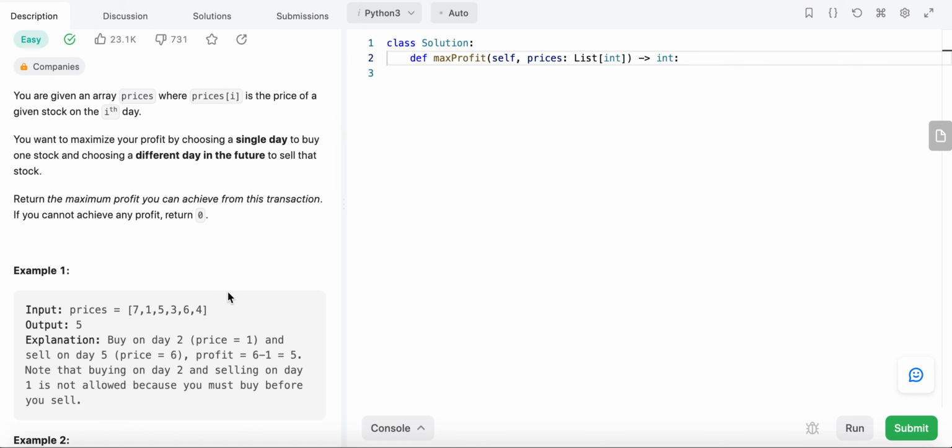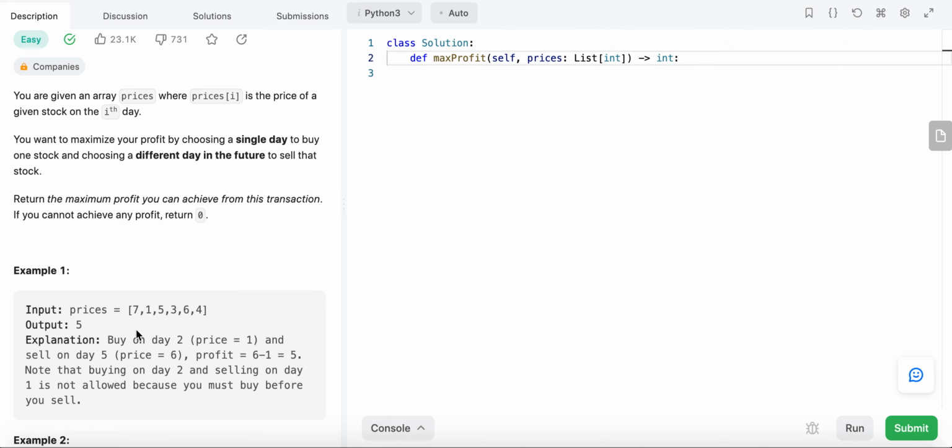How to solve this problem? Let's take a look at example 1. Basically you are trying to identify a price from this array, and then for every price, what is the maximum price after that? In that case, you will get the maximum profit. So basically you want to track what the maximum profit is, for each day. Let's take a look at each day.